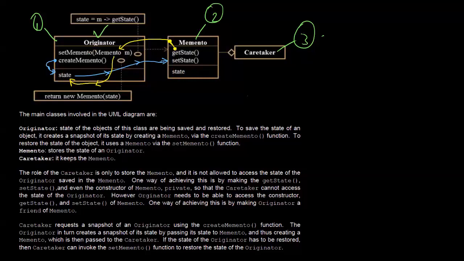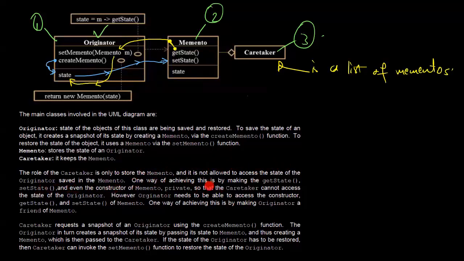Caretaker keeps the memento. Now, this class is responsible for keeping these, because the next question was, where do you keep this? You make an instance of a memento. Where does it go? So this class is nothing else but a list of mementos. In other words, we can simply say this here is a list of mementos, depending on whether or not you want to store one or many. But it's the class responsible for keeping them, right? Now, the role of the caretaker is to only store the memento, and it is not allowed to access the state of the originator saved in the memento.